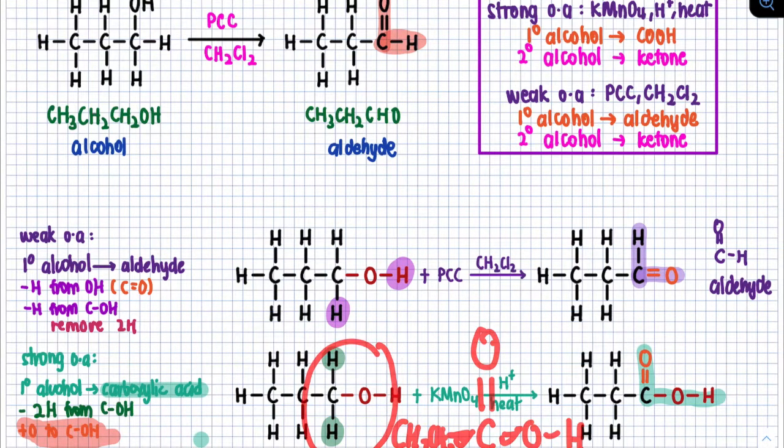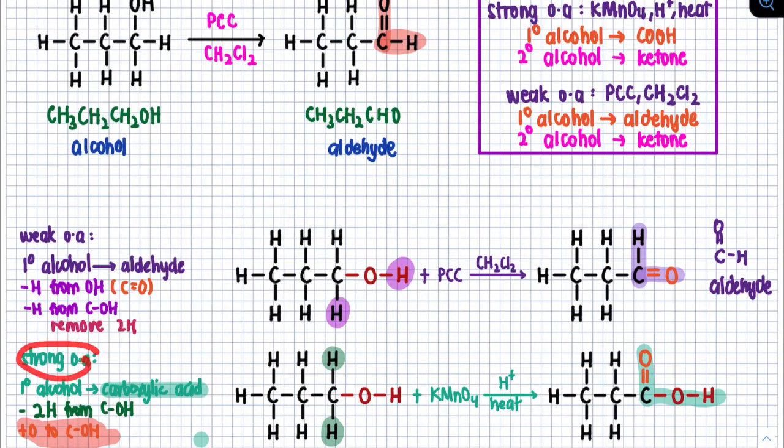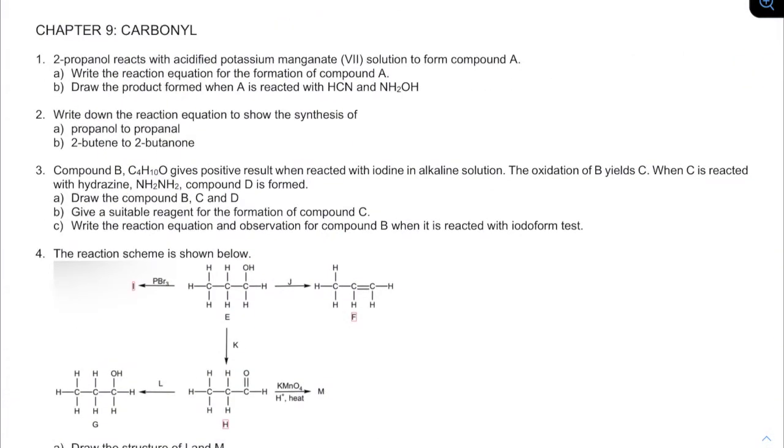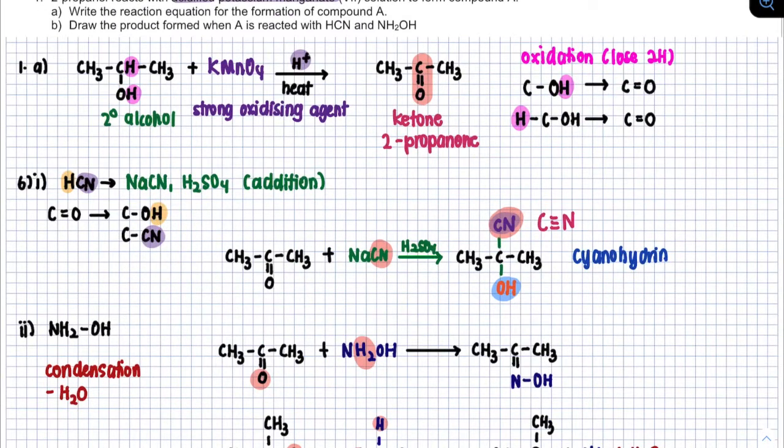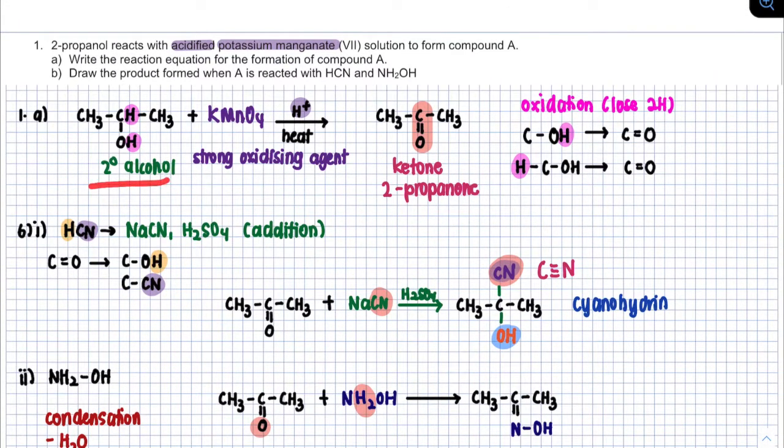So that is actually the oxidation reaction when we react it with a strong oxidizing agent, KMnO4, H plus, heat. That's why when we use weak and strong, we will have 2 different products. For a secondary alcohol, it is the same, it will become a ketone, like the first example, our 2-propanol, which will become a ketone regardless of the reagent.